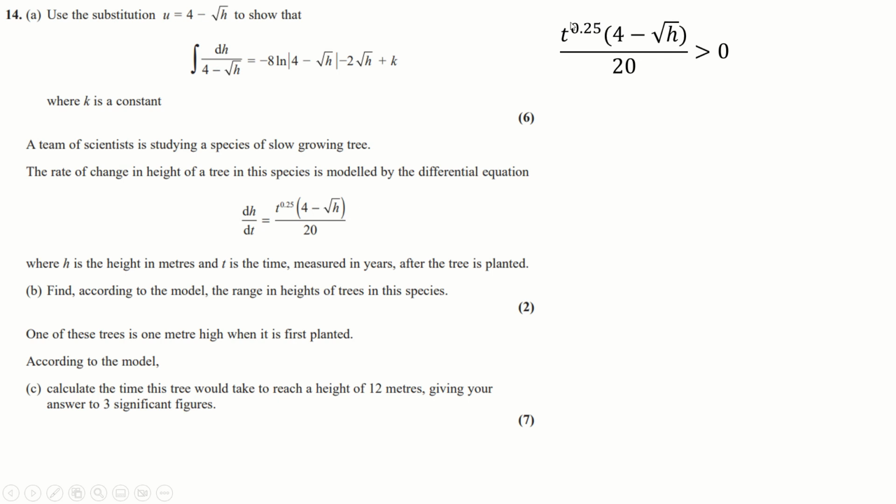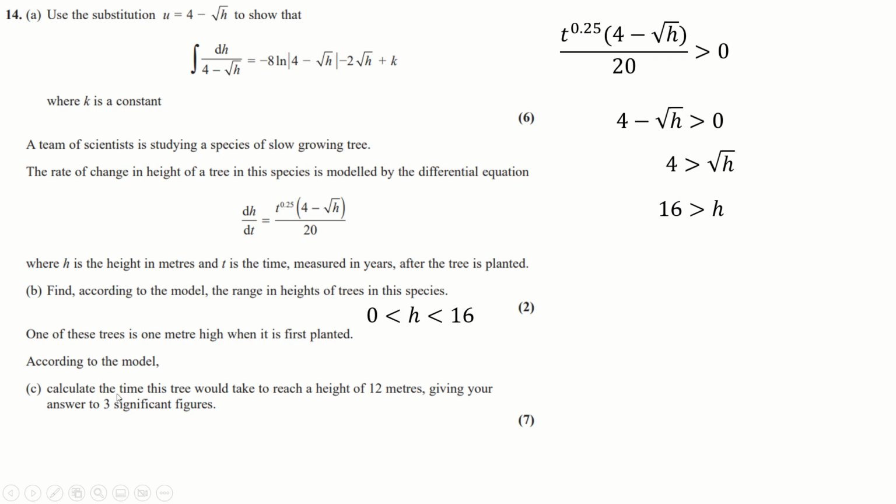But of course, this is an exponential, so it's always greater than 0. And this is just a number, so that means this needs to be greater than 0. And we can just move this over, square both sides, and we get h is less than 16. And of course, h has got to be greater than 0, I think, because it's a tree. So therefore, I think we have this as our answer.